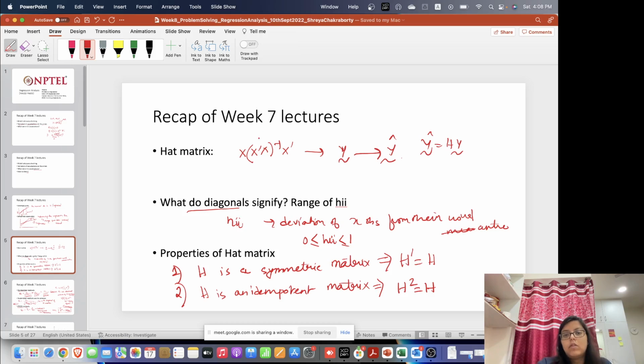Also we learned about the hat matrix and the diagonals, what they signify. They signify the deviation of the X observations from the mean of the X observations. This was the formula, and this matrix actually transforms y to y cap, y hat, and that is why it's called a hat matrix. We also learned some properties of the hat matrix: it is a symmetric matrix, H transpose equal to H, and it is idempotent, that is H square equal to H.